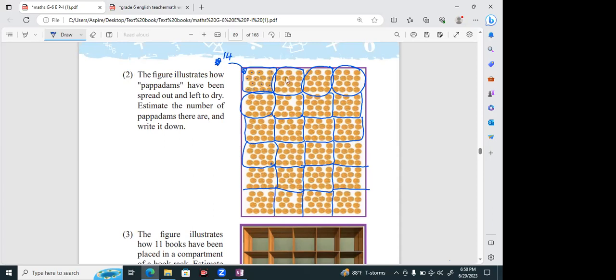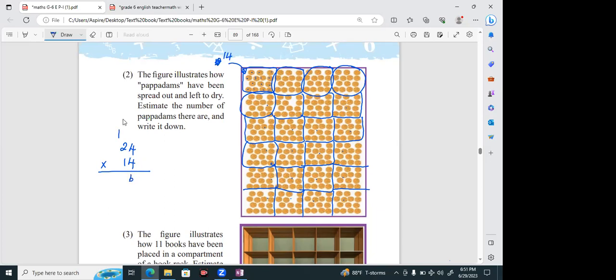Now look, 1 2 3 4 5 6 7 8 9 10 11 12 13 14 15 16 17 18 19 20 21 22 23 24. Then 24 units are there and in one unit there are 14 papadams. Then to find the total number of papadams, you have to multiply the number of units by the number of papadams in each unit. Then 4 times 4, it is 16.